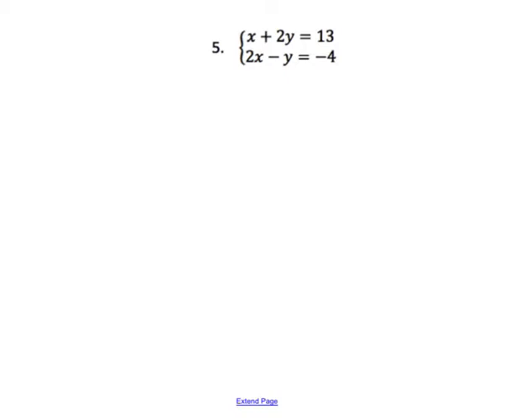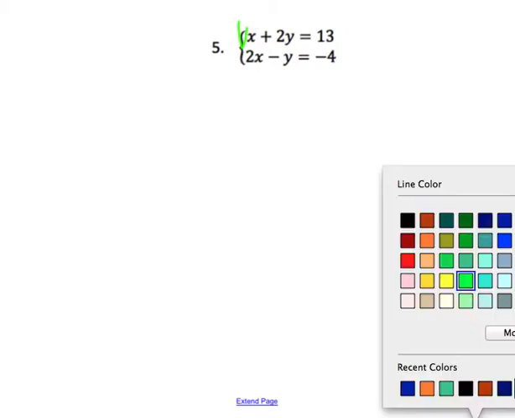Okay, let's take a look at number 5. For number 5, I see that this is a positive 1x. So to me, it makes sense to use substitution. You could use elimination if you want. You'll still get the same answer.